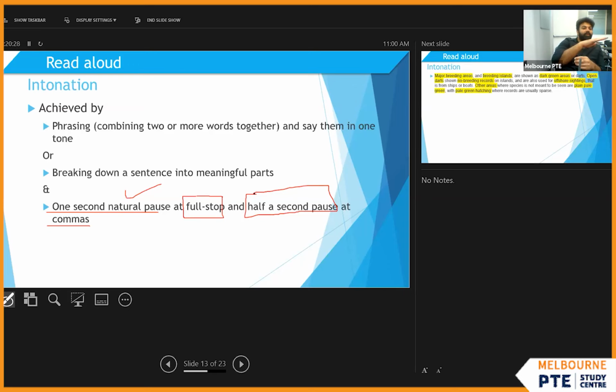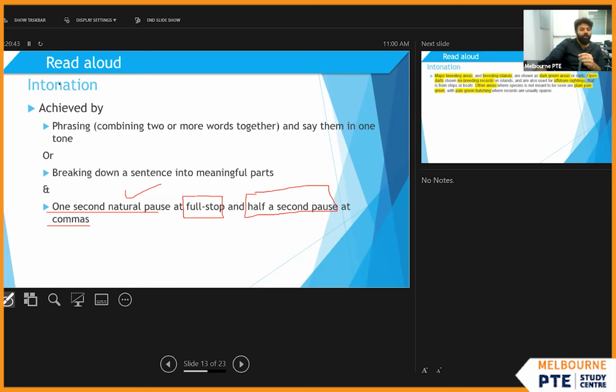Okay, half a second pause is, you guys can say, just like breaking your flow. Breaking your flow as in that you are reading your passage, you are going through it in a flow, and then you just break your flow and then you continue. That's it. It doesn't need to be more. I will show you that in a minute.